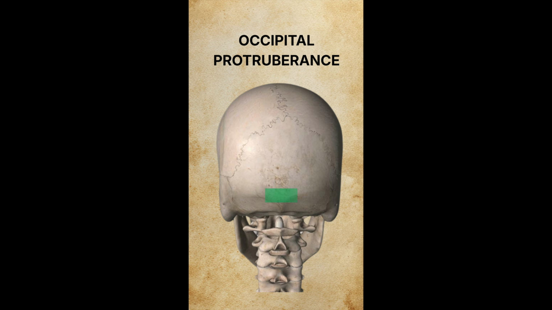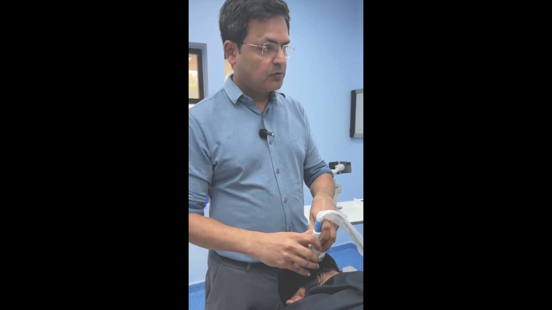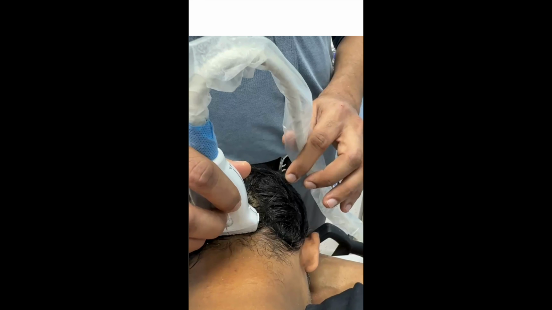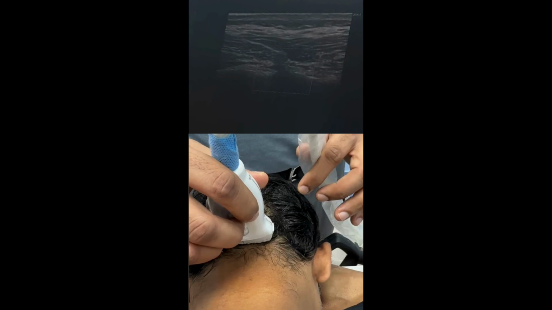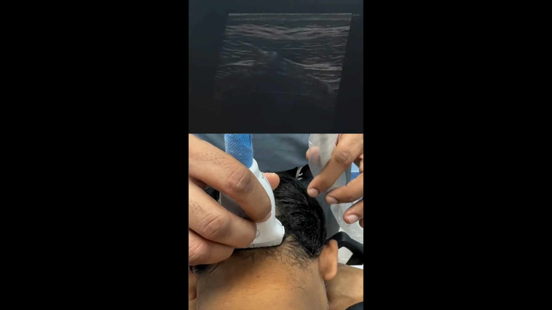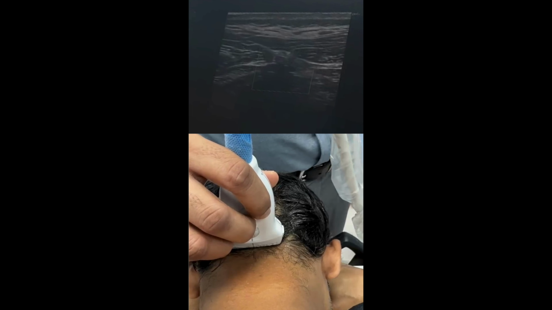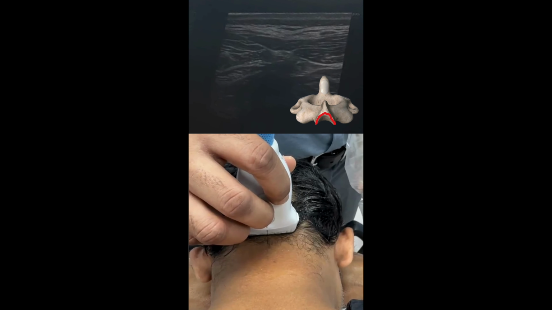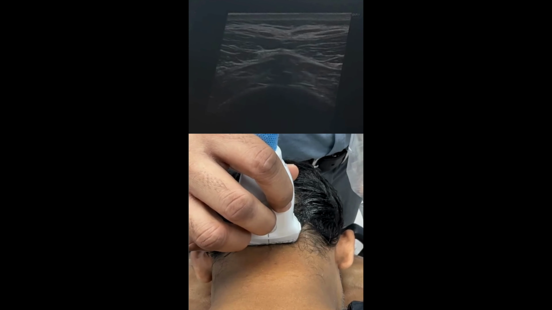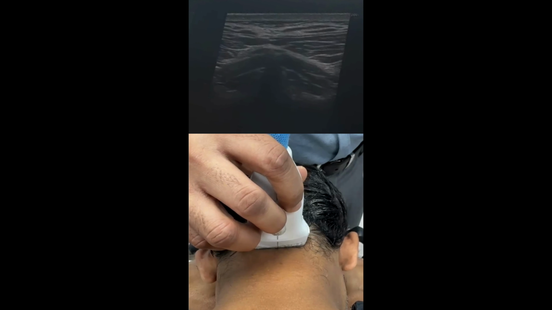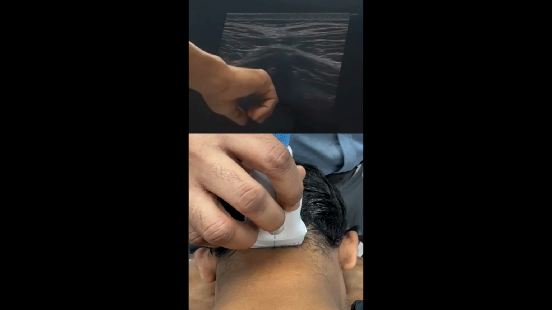So this is a high frequency 4 to 12 megahertz probe. So I'm scanning over there, and what I can see at this point is only the bony shadow, which is the occipital protuberance. So in this image you can see the midline very clearly. Let's go down from there, and the idea is to identify the midline bifid appearance of the C2 spinous process, which is roundabout over here. If I go down further, I can see the typical spinous processes appearance in the middle. So this is the midline with the spinous processes.